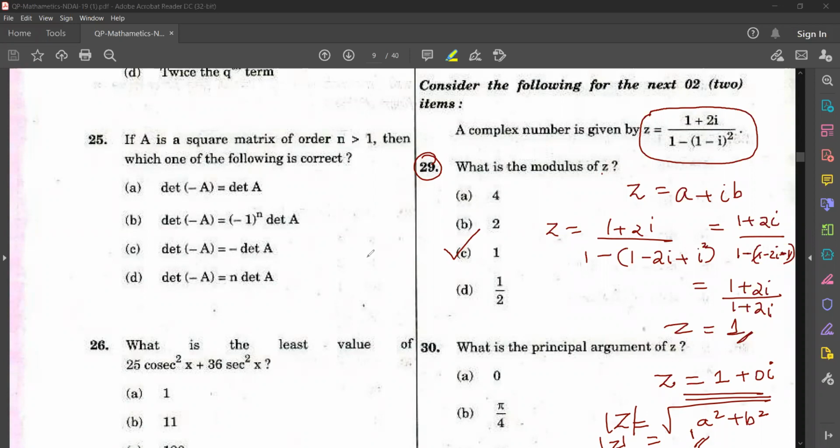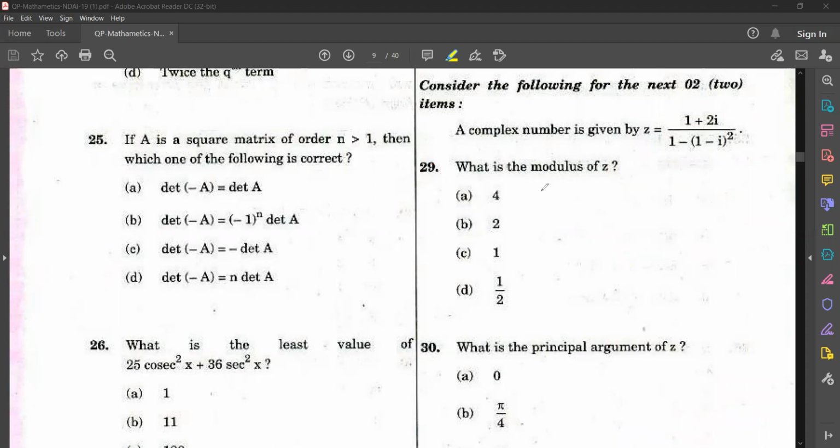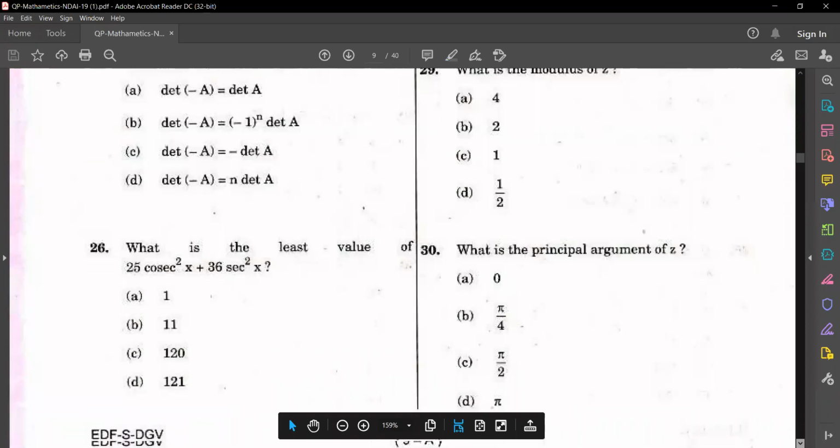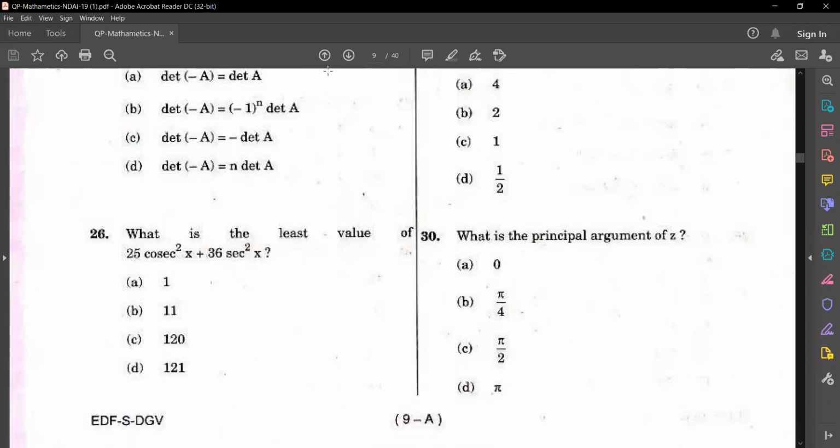Please copy down this. After that, we'll go to the 30th question. That is also a continuation of this question. What is the principal argument of z? 30th question. Please do that also. What is the principal argument of z? Options are 0, pi by 4, pi by 2, pi.